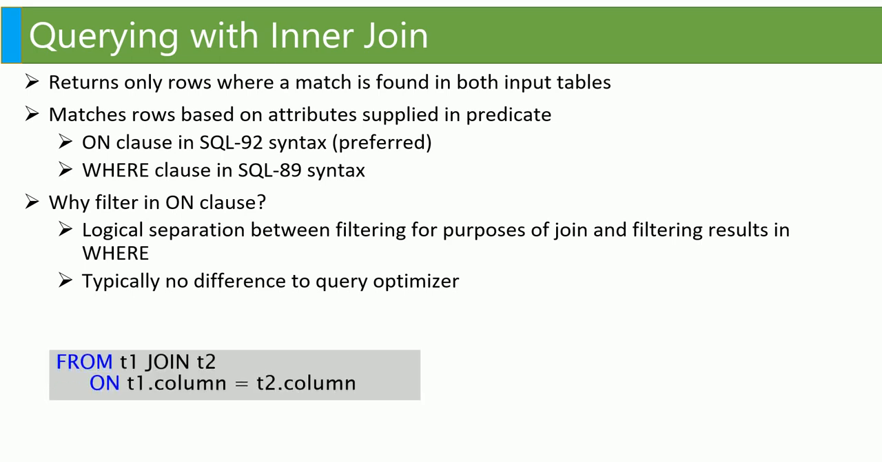Now here is the syntax for how you can join the tables. You need to write SELECT star and the table name, and then FROM t1, which is table 1, JOIN table 2, ON table 1's common column equal to t2's common column. Whatever the column name is, you need to write it down here.